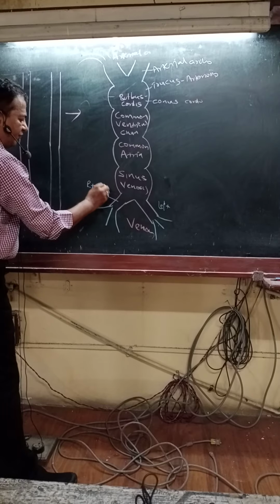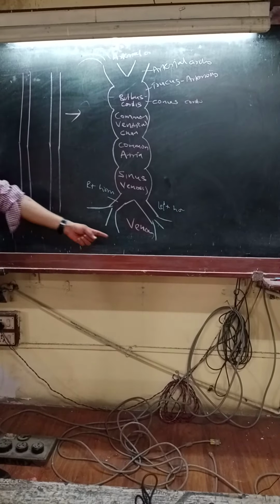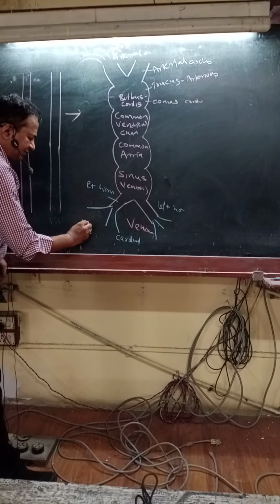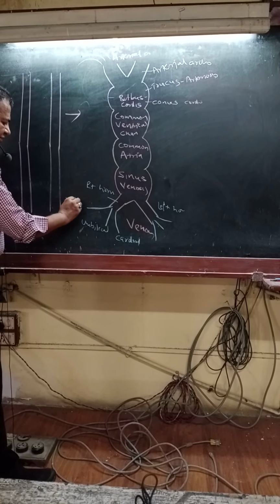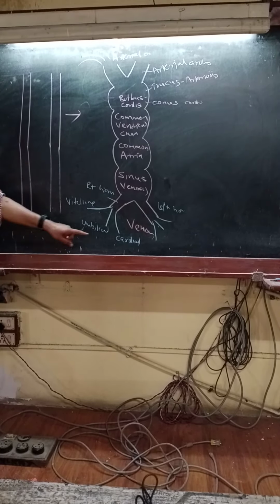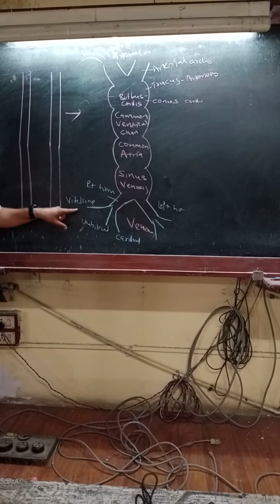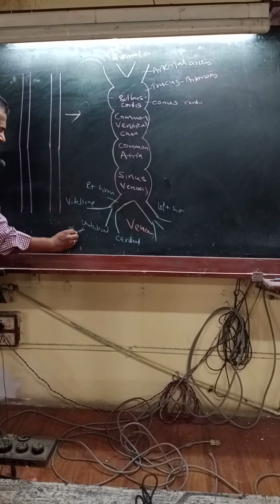Right horn of the sinus venosus and the left horn of the sinus venosus. These veins are cardinal veins, umbilical veins, and vitelline veins. How will we remember the sequence? Alphabetical, CUV. Cardinal veins, umbilical veins, vitelline veins. Umbilical veins, you know they are connected to the placenta.